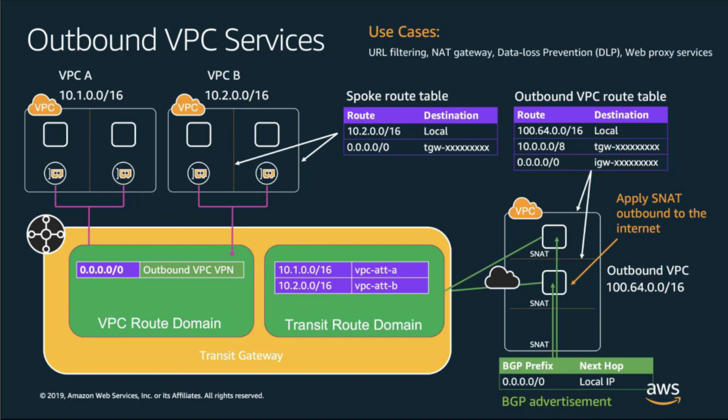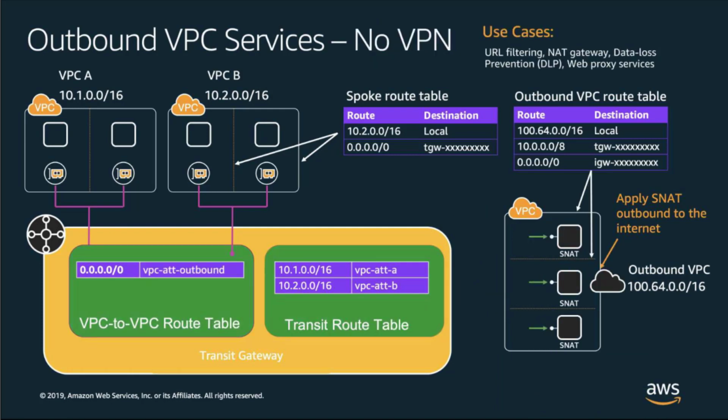So here again, we have a default route out to our outbound VPC, and we're doing ECMP VPN across these different appliances. And we have a CIDR for our outbound VPC. Again, here we're applying source NATing. So especially if we're going outbound to the internet, we're going to have to do a source NAT. We can also do this without VPN.